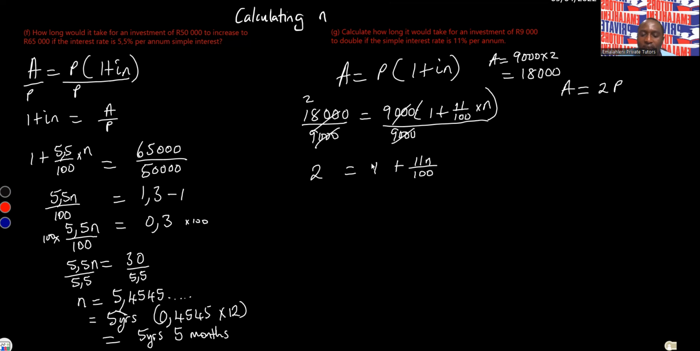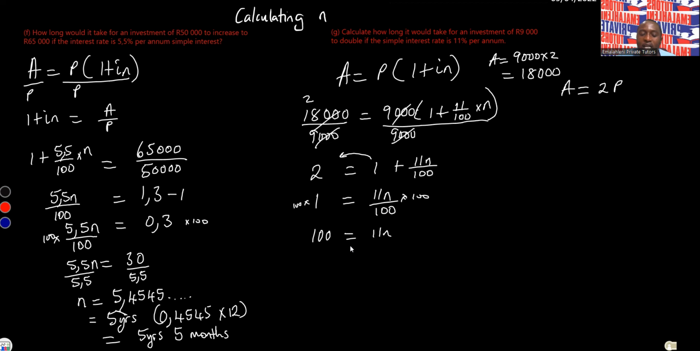Okay. Now, what do we do here? We're going to get 2 minus 1. We're going to get 1 there. We take the 1 that side. So 1 goes there. Then 2 minus 1 is going to give us 1 is equals to 11n over 100. Then we cross multiply by 100. 100 is going to be equals to 11n. So we are cross multiplying here by 100 to remove the denominator. So we are multiplying by 100 here. We also multiply by 100 this side.